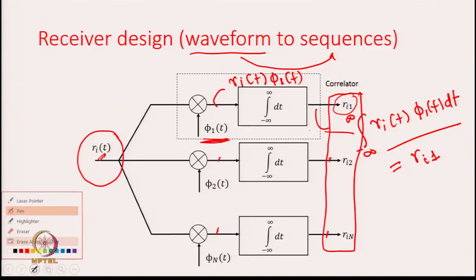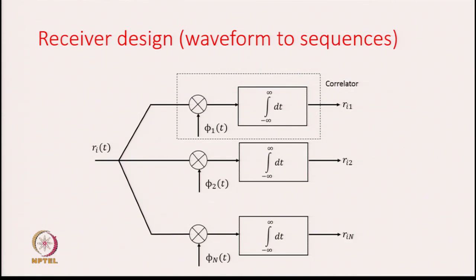Let us now look at something more on this slide. This block, which consists of a multiplier and integrator, is known as a correlator. So, this is a correlator, and hence in the receiver we have a bunch of correlators, or a bank of correlators. Okay.